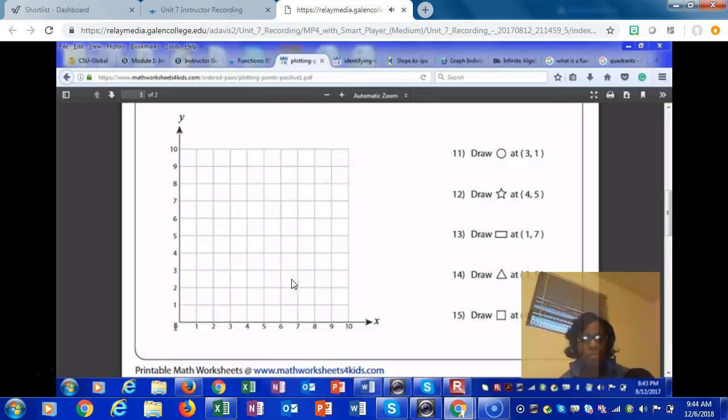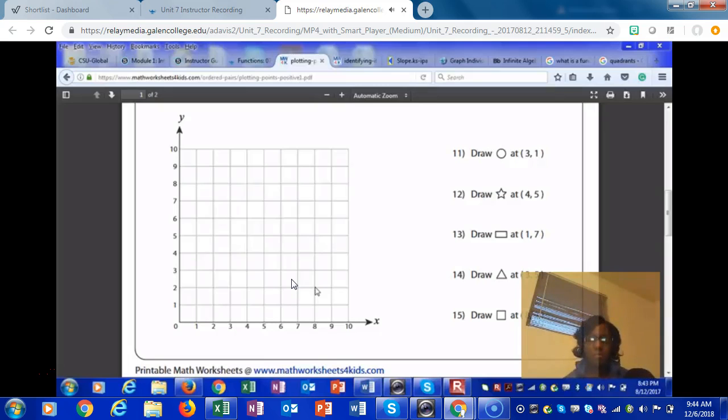Draw a triangle at 3, 4, starting at 0. Go over to 3, go up to 5. So at 3, 5, you have a triangle. For number 15, where it says 8, 2, starting at the origin, go over to 8, go up 2. So a square would be there. Okay? Just a brief overview of what we just did.